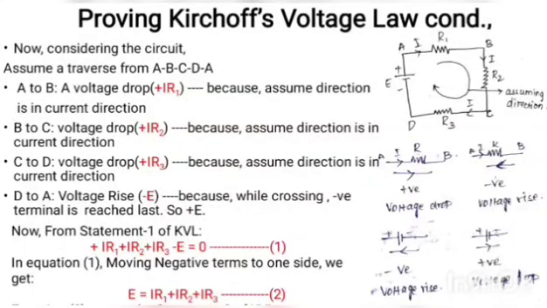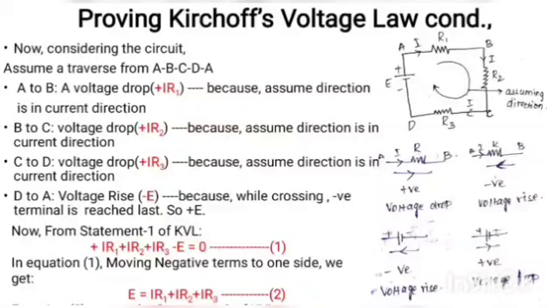Then for the battery, if the assumed direction enters the negative terminal first, then it is a negative voltage rise. If the assumed direction enters the positive terminal of the battery first, then it is a positive voltage rise. With the help of all these assumptions, I am going to derive the equation. Now let us see how it is going to happen.